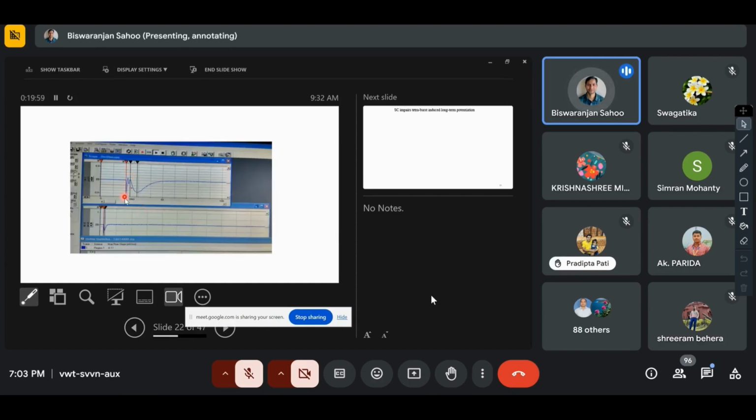This is a screenshot I took while I was recording. This is what you see on the computer. You see a negative, downward response, but action potential is always upward. Have you studied action potential? Do you know a little bit about action potential? Anybody?